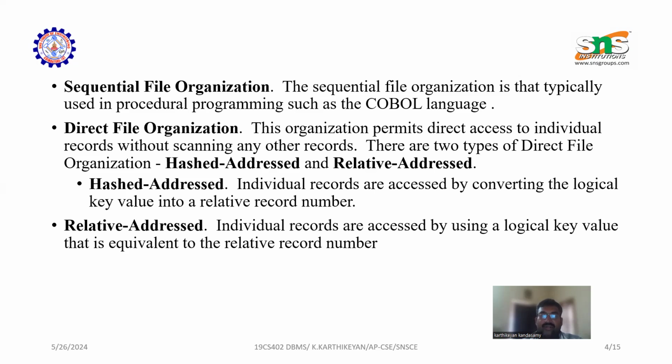Relative address: individual records are accessed using a logical key value equivalent to the relative record number. For example, take a medical record. My number is 24. You check whether 24 is available in the medical record. If not available, you collect the data, take one file, and insert the data into the file, writing the number 24 in the medical record room. This is one example.